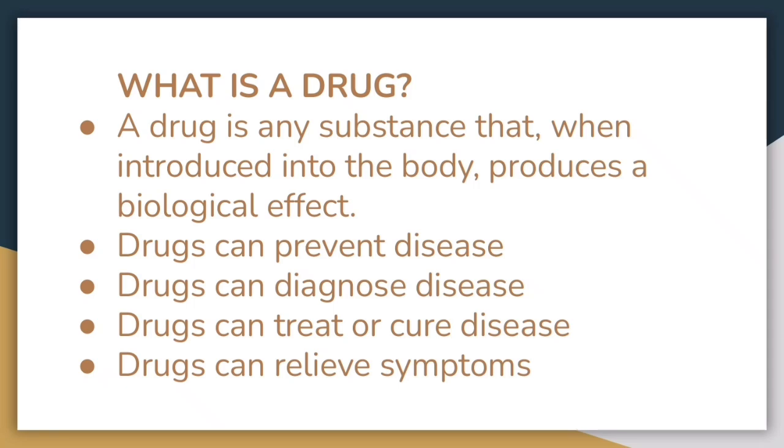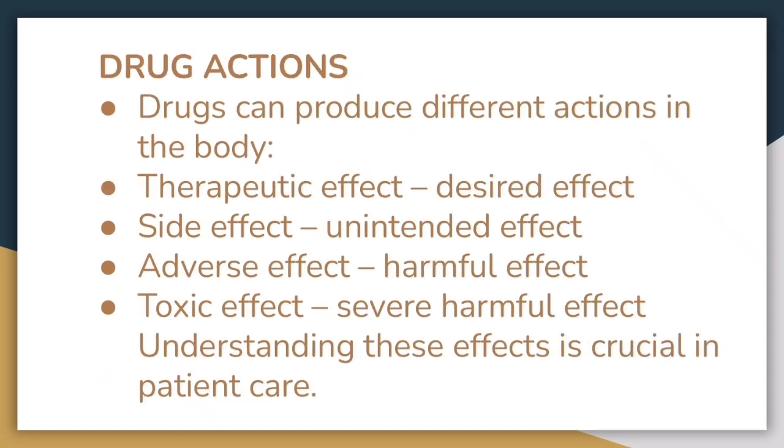All right, in these drug actions, we explored a little about it in the previous slide, so I won't talk too much about it. Drugs can produce different actions in the body. Number one, the therapeutic effect, which is the desired effect, and that's the majority of the effects we all want. The next one is the side effect, which is the unintended effect. It's not what we wanted to do, but we knew that something like this might happen. Then the adverse effects, which are the harmful effects.